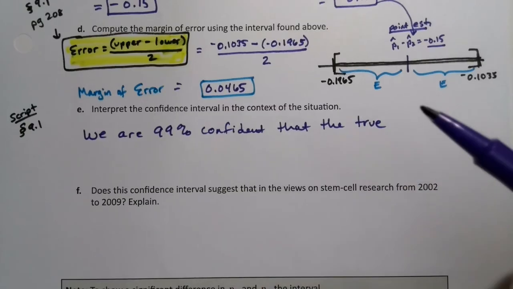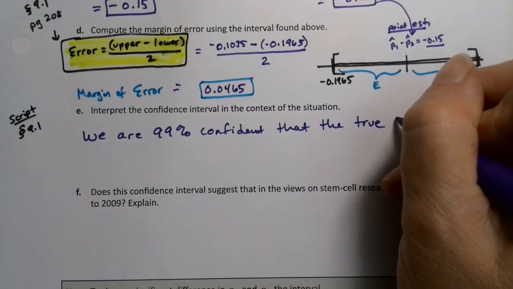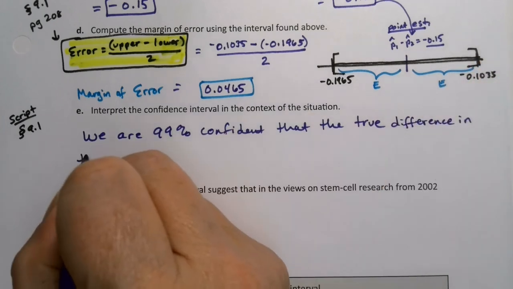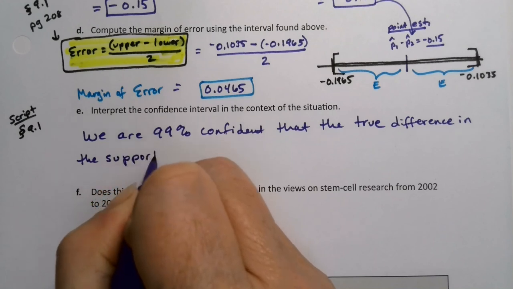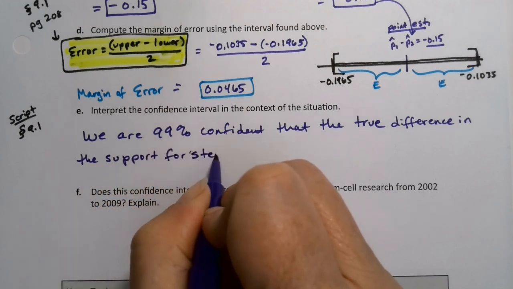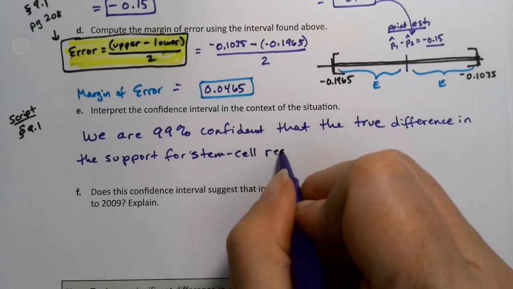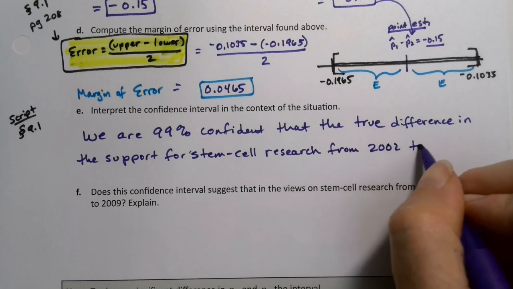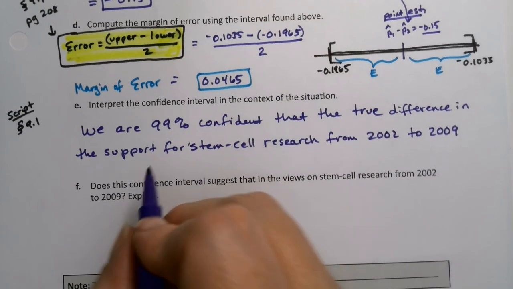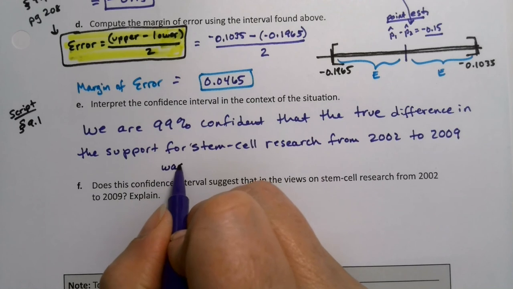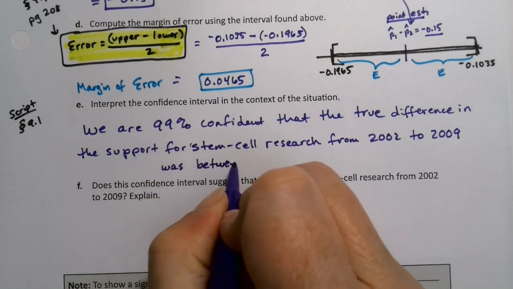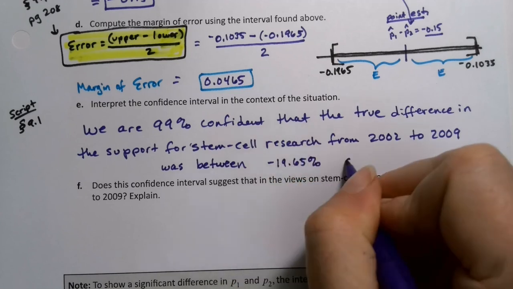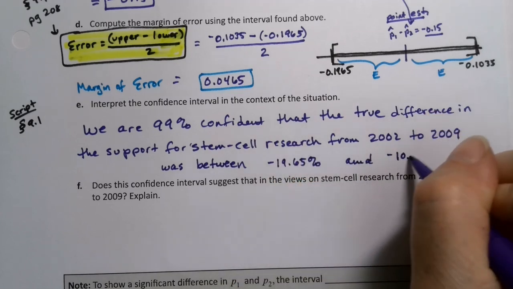We're talking about the difference in the proportion of support. So the true difference in the support for stem cell research from 2002 to 2009 was between, and then I'm going to turn these into percents, negative 19.65% and negative 10.35%.